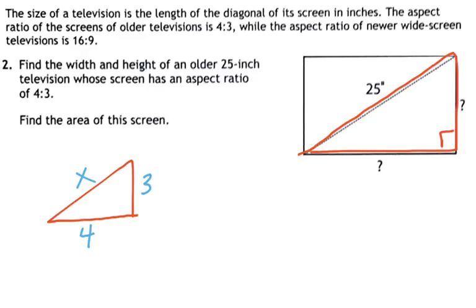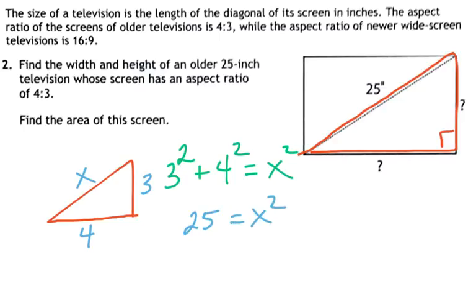So here let's figure out what x is for those of us who remember our Pythagorean triples and Pythagorean theorem. 3 squared plus 4 squared equals x squared. When you put this in the calculator, you're going to get 25 is equal to x squared. And then the square root of that is equal to 5.